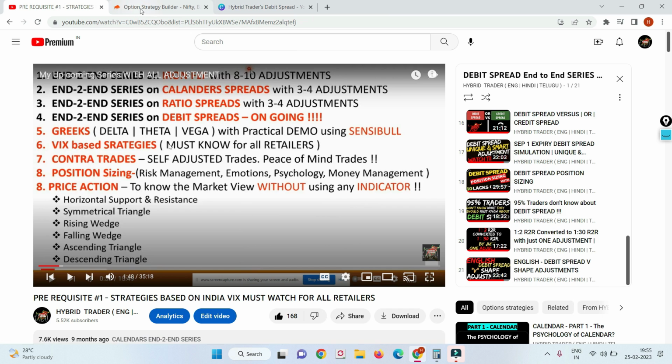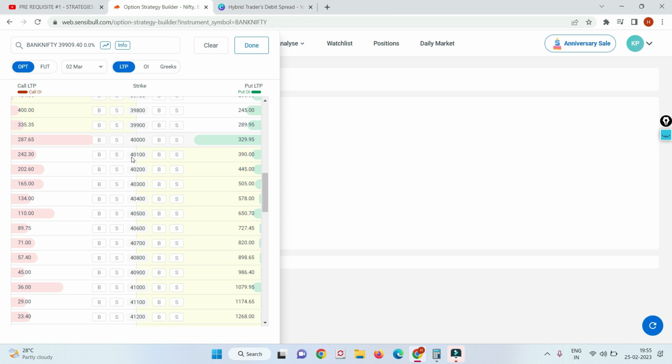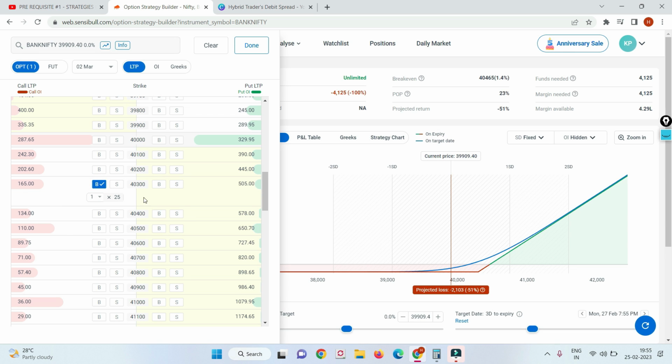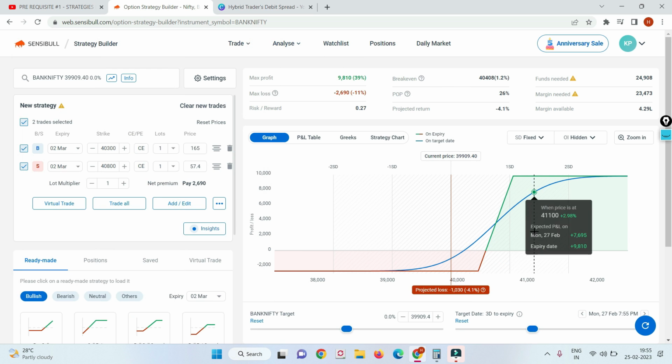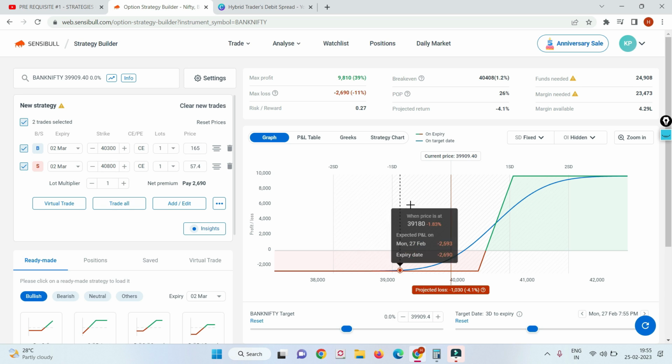Okay, let me take you back. Now I'll just try to deploy the debit spread. Basically we go 2 to 3 strikes from the current market price. So let's say I deploy this one, 40,300 buy, and I go by 500 points. This is a typical debit spread. We bought 40,300, added the 500 spread difference, and sold 40,800. This is just a hypothetical example.